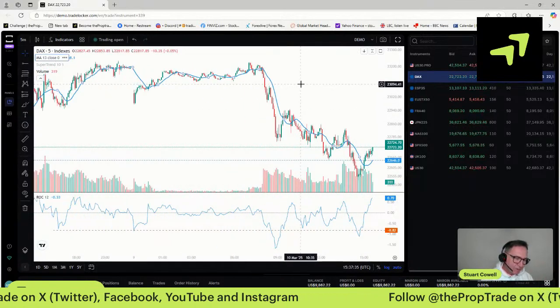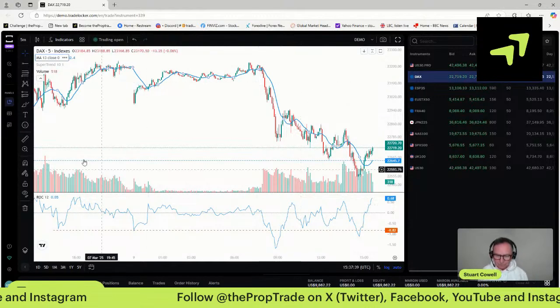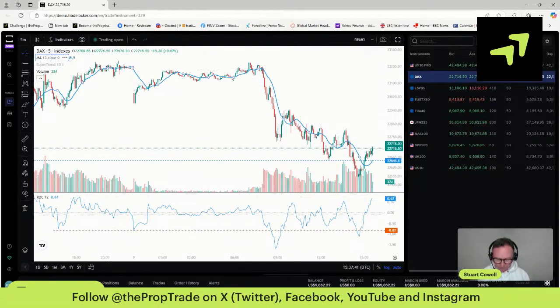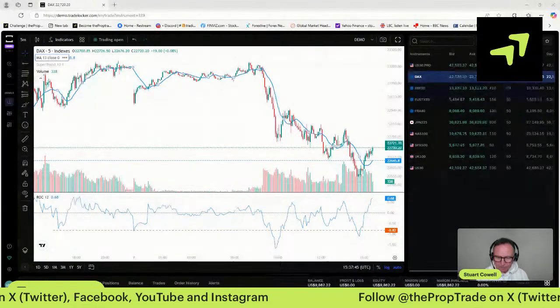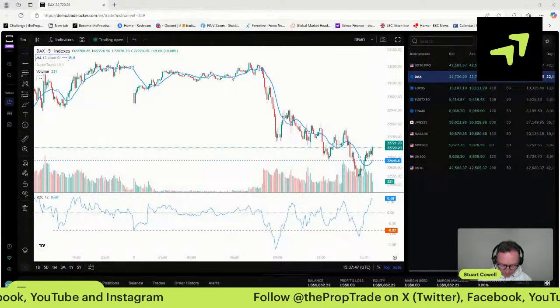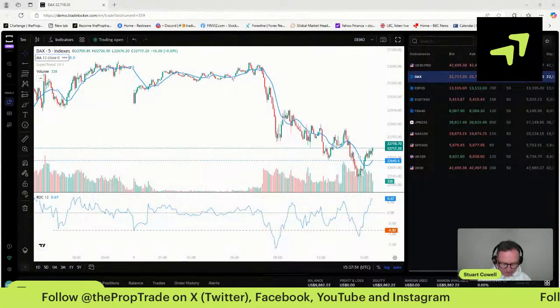So rate of change is basically what it says. It's measuring the rate of change. Where's my chart? I've lost my slides now.